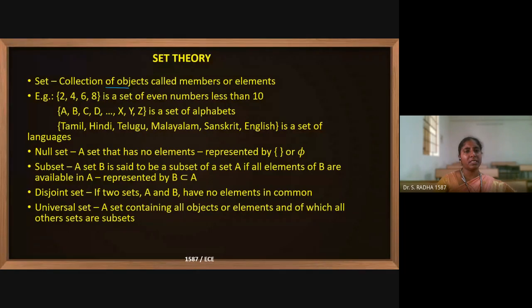If you go to A, B, C, D and X, Y, Z, this completes the alphabets, so it is a set of alphabets. If you take Tamil, Telugu, Hindi, Malayalam, Sanskrit, English, it is a set of languages. You have to put this flower bracket in order to represent a set.